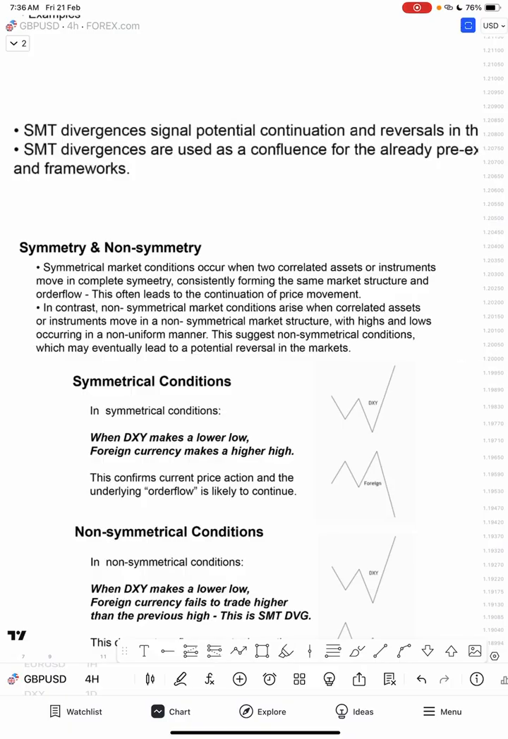Symmetrical market condition occurs when two correlated assets or instruments move in complete symmetry, consistently forming the same market structure and order flow. This often leads to the continuation of price movement.